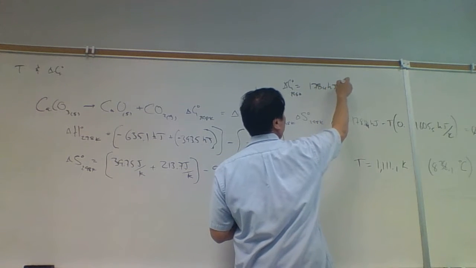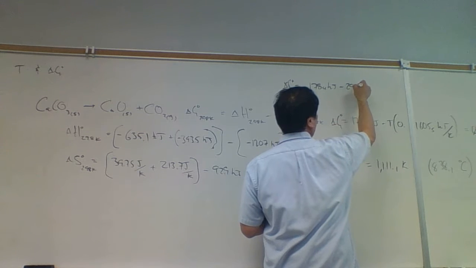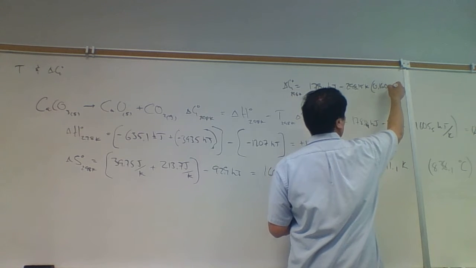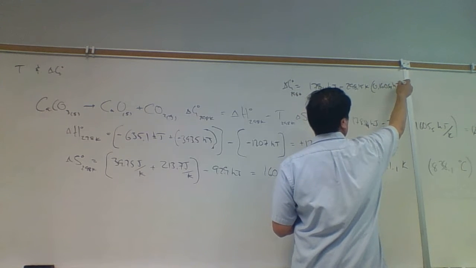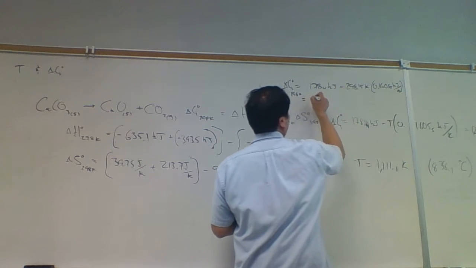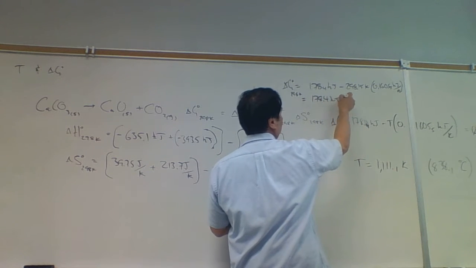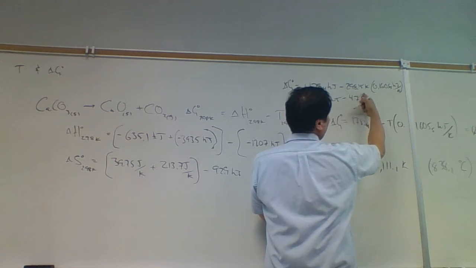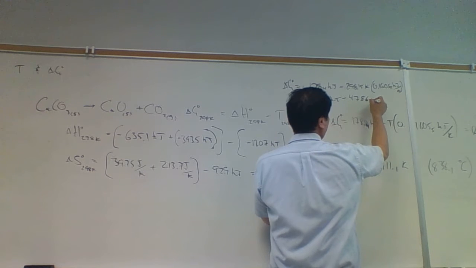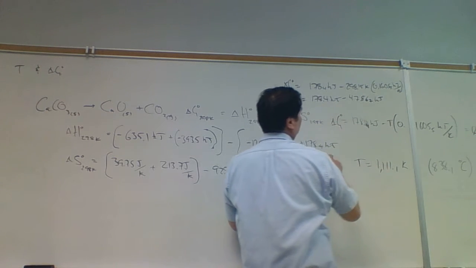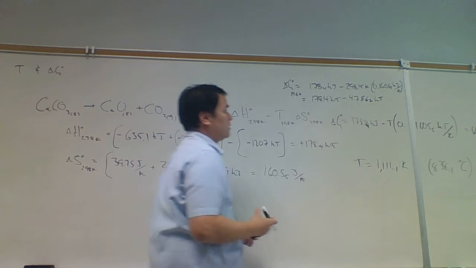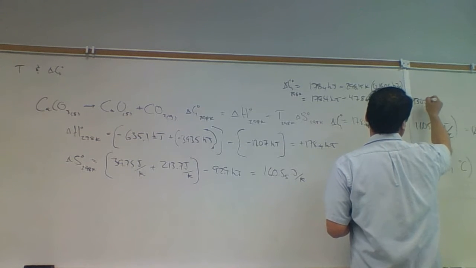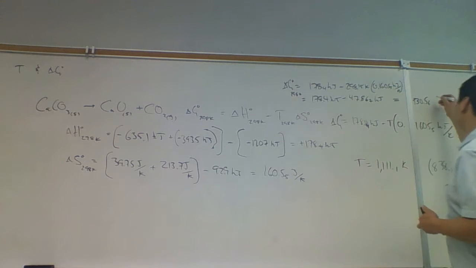And so at 298 Kelvin, I have 178.4 kilojoules minus 298.15 Kelvin times 0.16055 kilojoules per Kelvin. And this gives me 178.4 kilojoules minus 47.867 kilojoules. That's 130.5. And it comes out to 130.56 kilojoules.